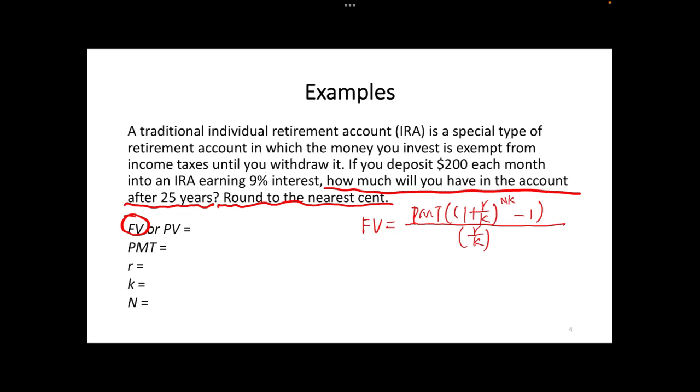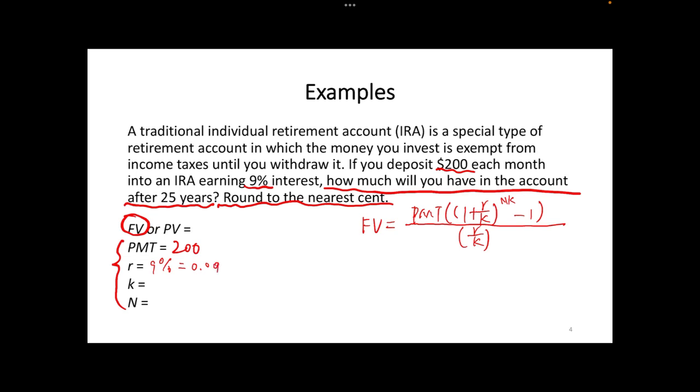And then we need to identify those 4 parameter values. What is the payment? Deposit value, right? Deposit amount. So we monthly deposit $200. Okay, so payment is $200. What is our interest rate? IRA account earning 9% interest. So that's 9%, which is equivalent to 0.09.